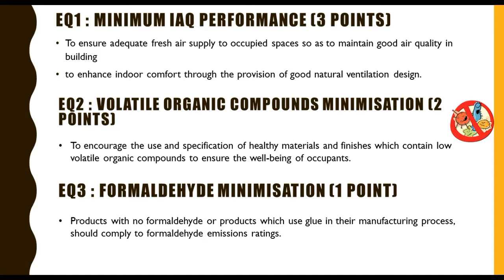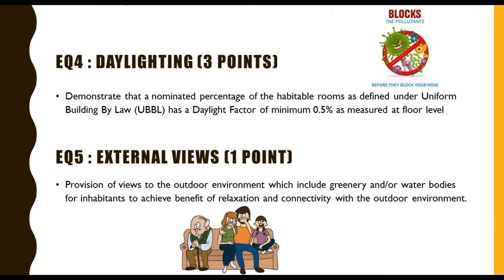And the third one is formaldehyde minimization. 1 point is that products with no formaldehyde, or products which use glue in their manufacturing process, should comply with formaldehyde emission ratings. The fourth one is daylighting. 3 points. Demonstrate that a designated percentage of the habitable rooms, as defined under the Uniform Building By-Laws (UBBL), has a daylight factor of minimum 0.5% as measured at floor level.